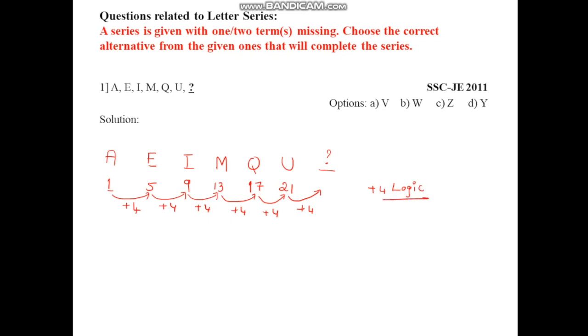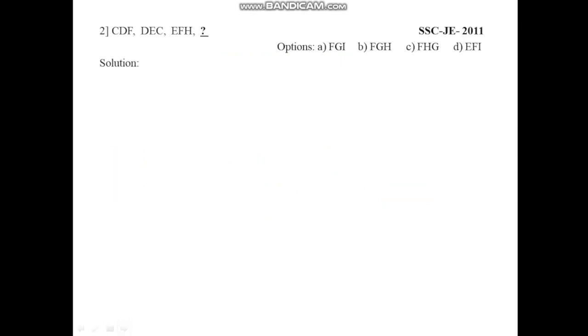So if it is plus 4, the next term becomes 25, which is the 25th letter, Y. So the answer for this question is Y. Is it there in the options? Yes, it is option D. So I will move to the second question.